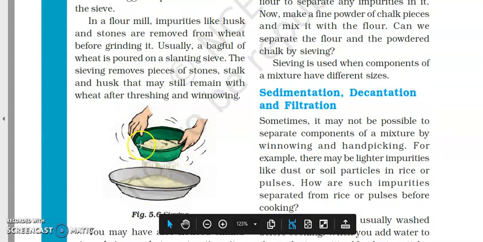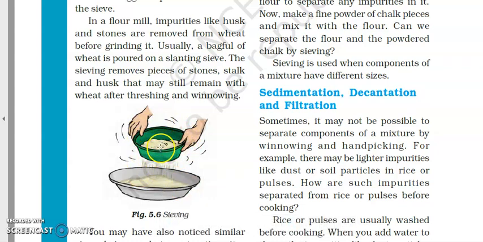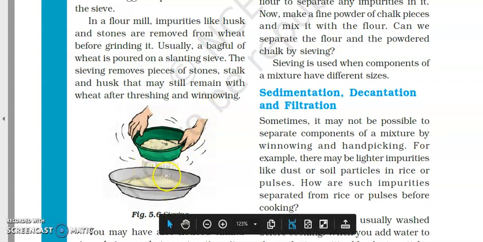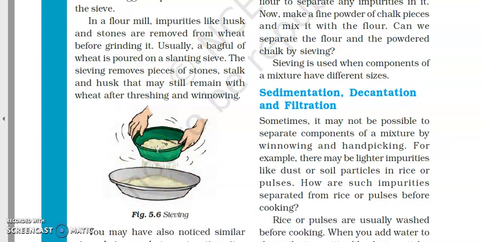This is a sieve and it has a fine mesh. The size of the mesh is based on the material to be sieved. So when your mama has to sieve flour, she puts the flour in this. The fine flour particles come out and are collected in the vessel, while the impurities remain in the sieve itself. In this way, the impurities can be separated.